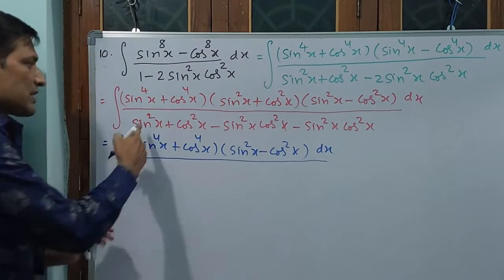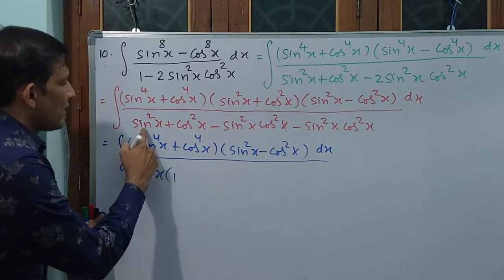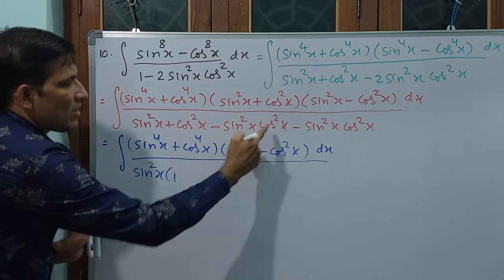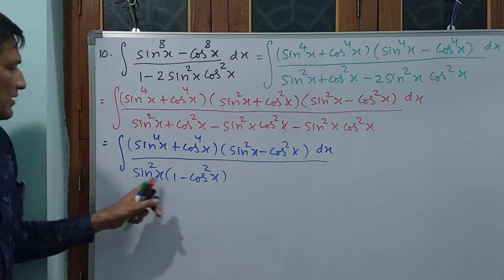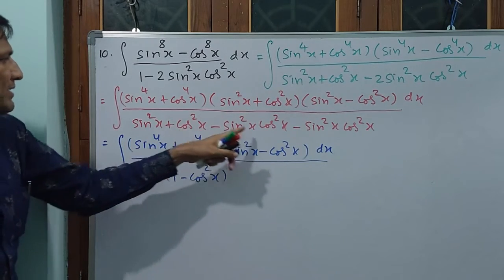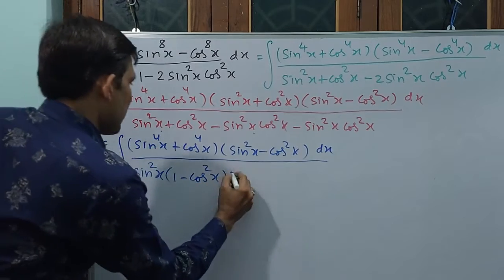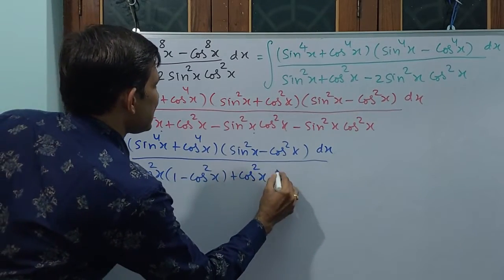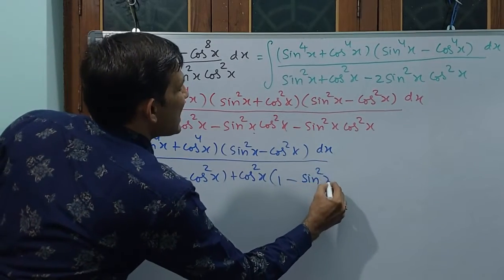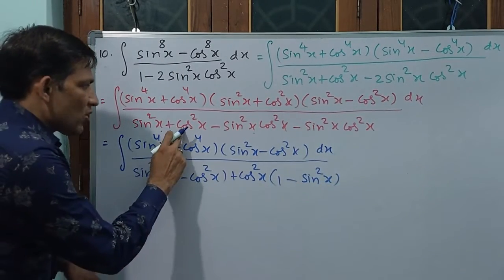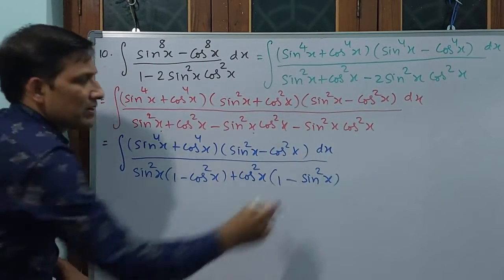Now see the denominator. Sin square x you first take common. Sin square x I have taken common, 1 minus cos square x. Is it okay? Sin square x minus sin square x cos square x. This and this over, like you think. Now cos square x you take common, plus cos square x, 1 minus sin square x. If you send it inside, cos square x minus cos square x sin square x.